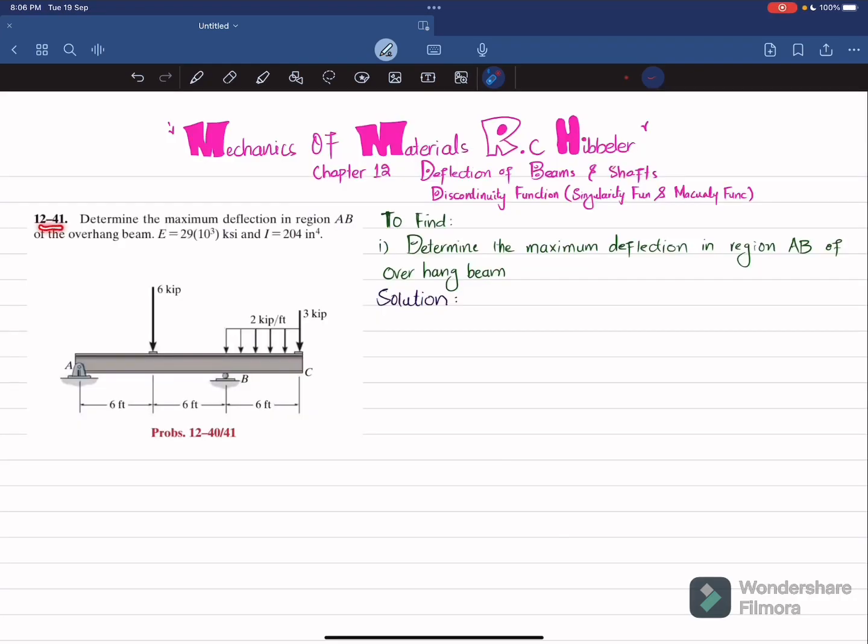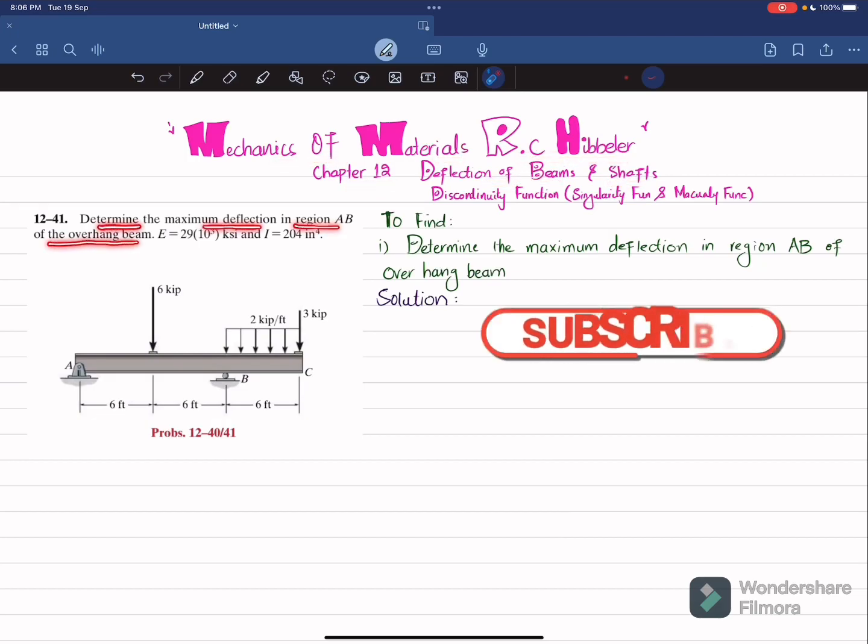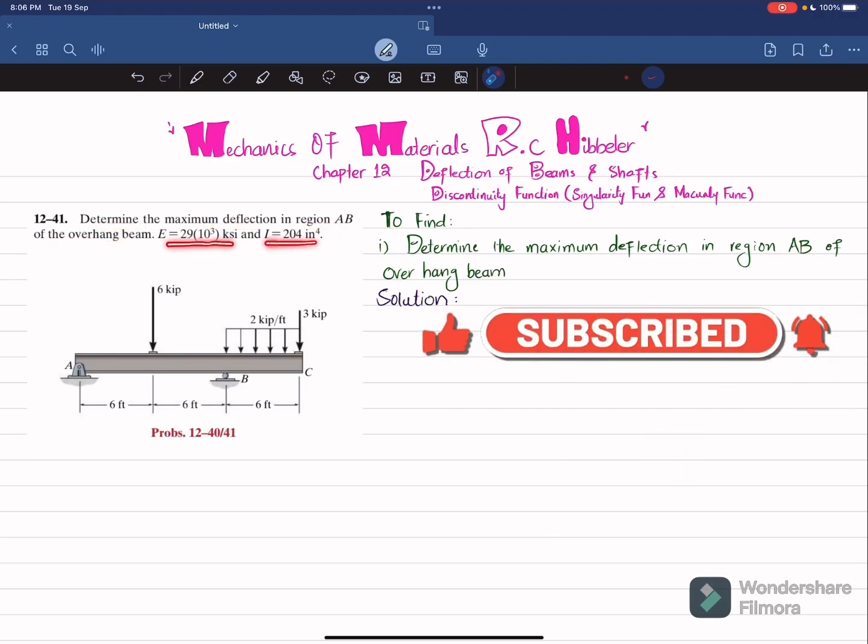Welcome back. Problem 12-41. This problem is taken from chapter 12, deflection of beams and shafts, and the book is Mechanics of Materials by R.C. Hibbeler. The statement is: determine the maximum deflection in region AB of the overhang beam. E is 29 times 10 to the power 3 ksi, and I is 204 inches to the power 4.